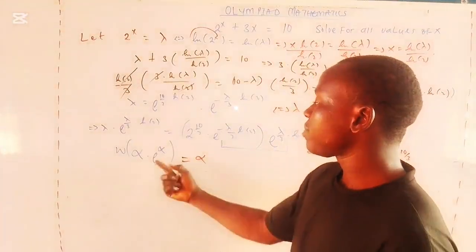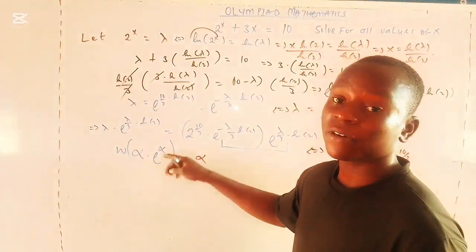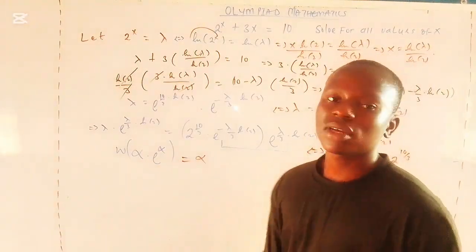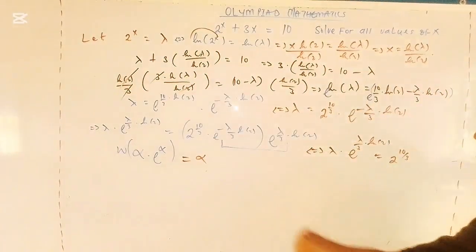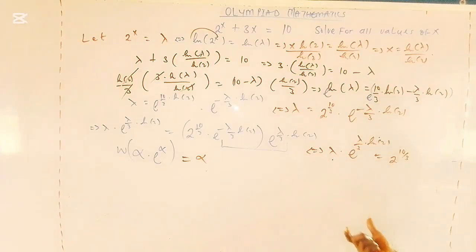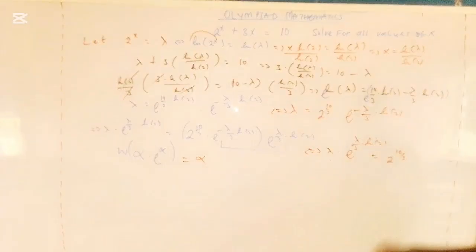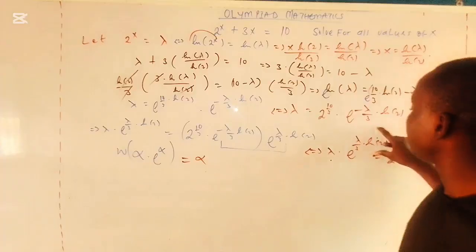method. So the Lambert W function says that if you have omega of alpha multiplied by e raised to the power of alpha, definitely this will give us alpha. So that's what I want to make use of here. I want this and this to have the same thing. I want to equate this and this, to make them equal. So how can I make this and this to be equal?